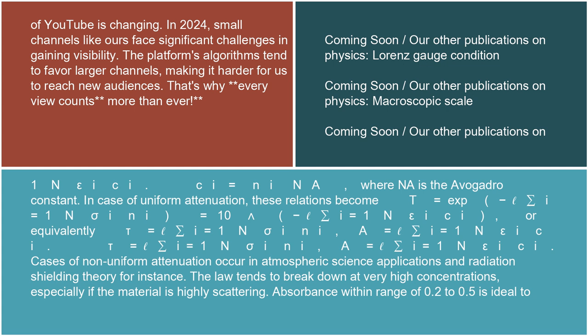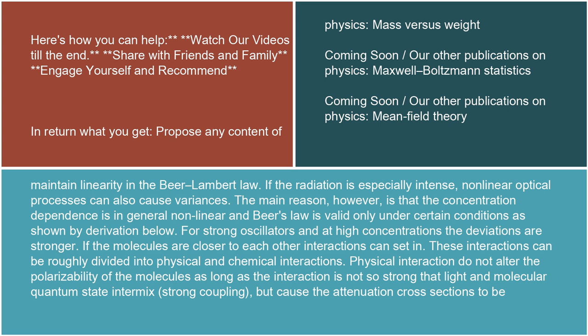The law tends to break down at very high concentrations, especially if the material is highly scattering. Absorbance within a range of 0.2 to 0.5 is ideal to maintain linearity in the Beer-Lambert law. If the radiation is especially intense, nonlinear optical processes can also cause variances. The main reason, however, is that the concentration dependence is in general nonlinear, and Beer's law is valid only under certain conditions, as shown by the derivation below.